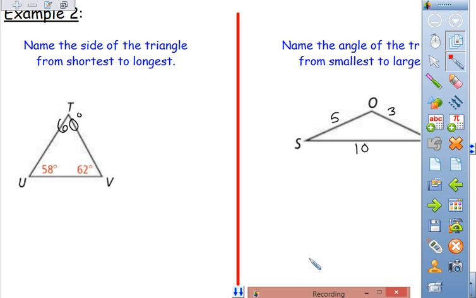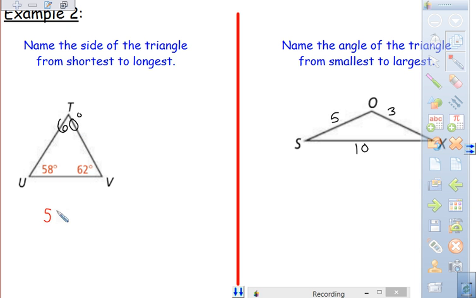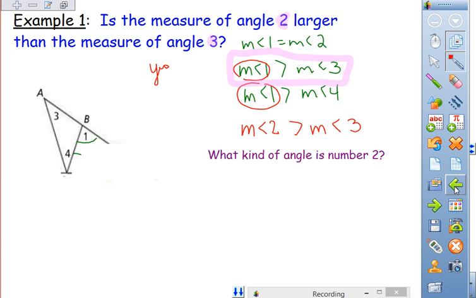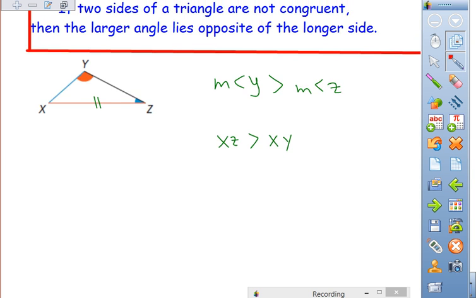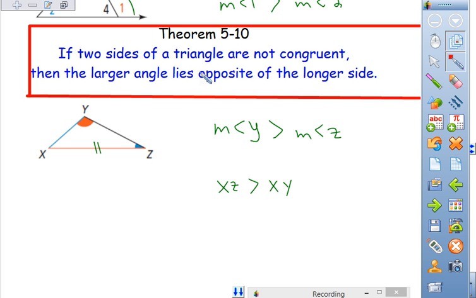So let's try an example together. Name the sides of the triangle from shortest to longest. So what I'm going to do is write the angles in order. So I have 58 degrees, 60 degrees, and 62 degrees. If I flip back a couple of slides, we are talking about Theorem 5-10. Theorem 5-10 says if two sides of a triangle are not congruent, then the larger angle lies opposite the longer side. So the bigger the angle, the bigger the side is opposite it.